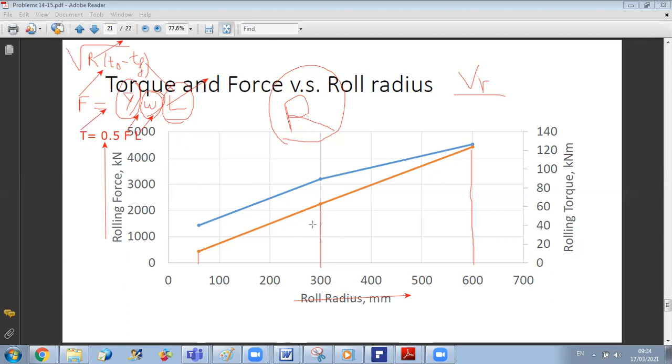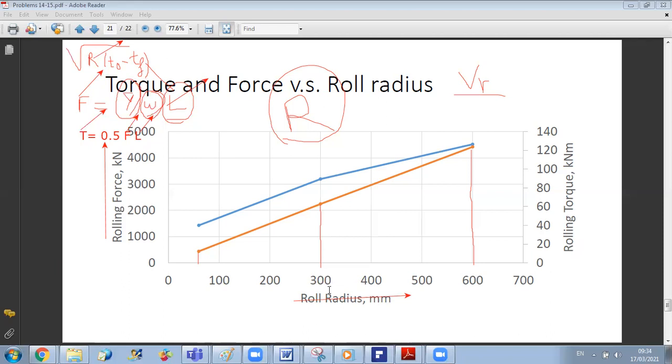So the slope of variation of the torque with the radius will be higher than the slope of variation of the force with the radius, because you have two factors that will contribute to the increase in the torque. So now, once we got the variation, we will see, as expected from the formulas, that force and torque will increase with radius. Now, what about the power?